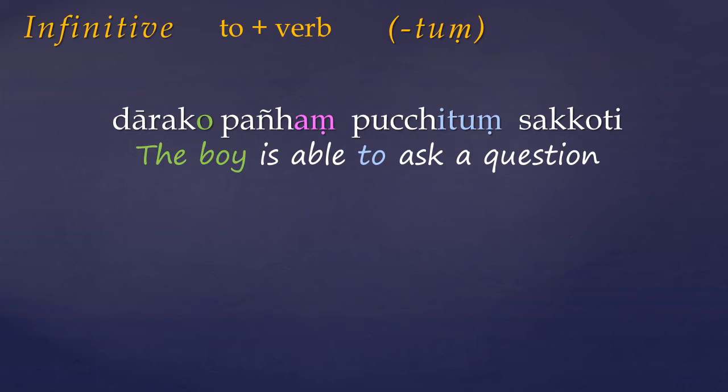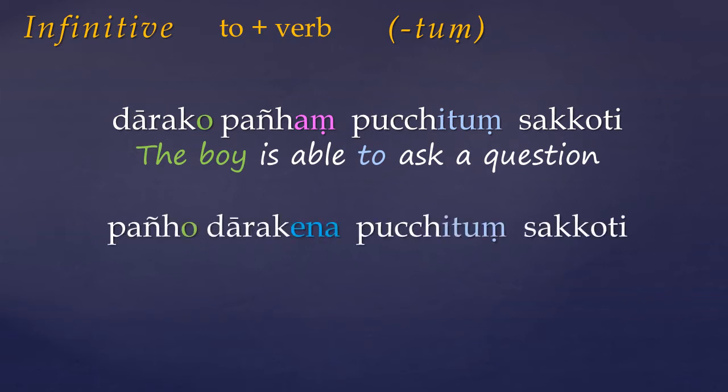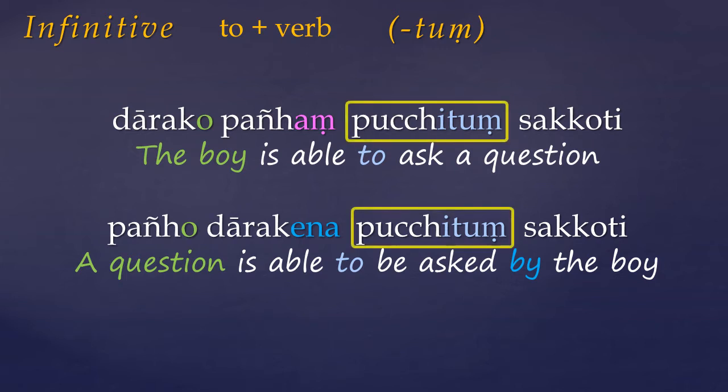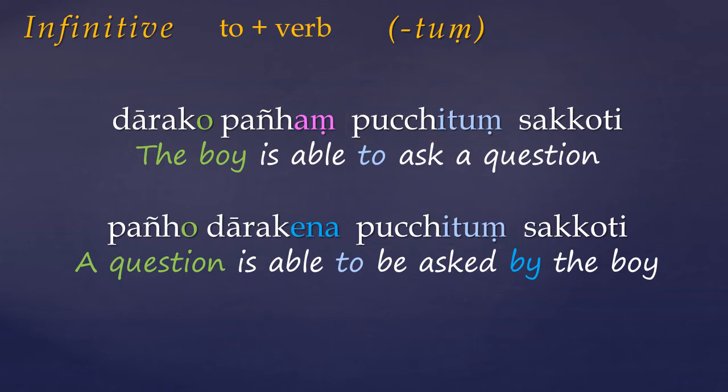Now, although in English the infinitive is marked to indicate active and passive voice, in Pali the same form is used in either sense. So the boy is able to ask a question, and a question is able to be asked by the boy. The infinitive pucchituṃ is in the same form in each sentence. And the agent then is in nominative or instrumental respectively.